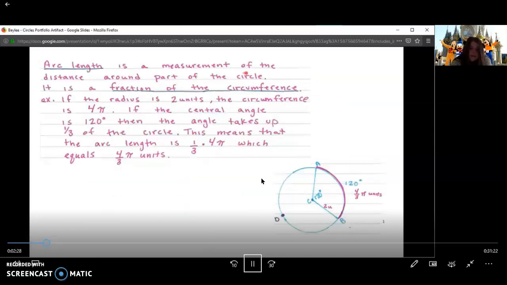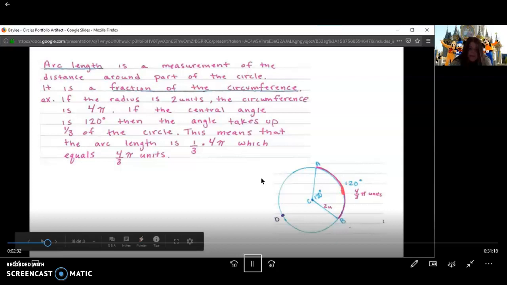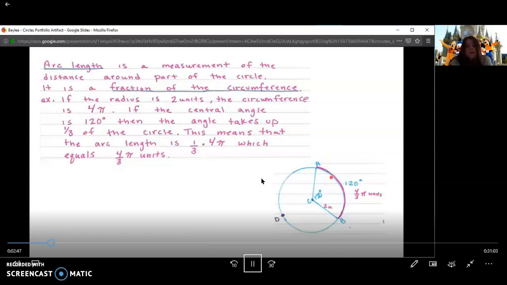And this says that this is a fraction of the circumference. So in total, this would be 4 over 3 pi units from A to B, then what it would be of the whole entire circle.